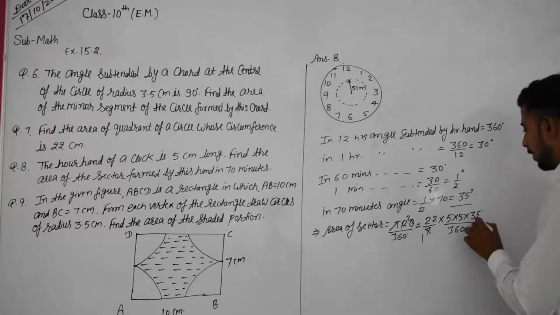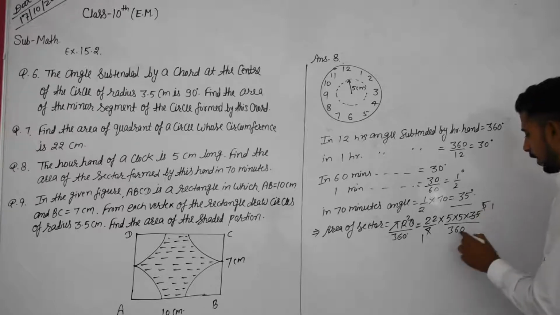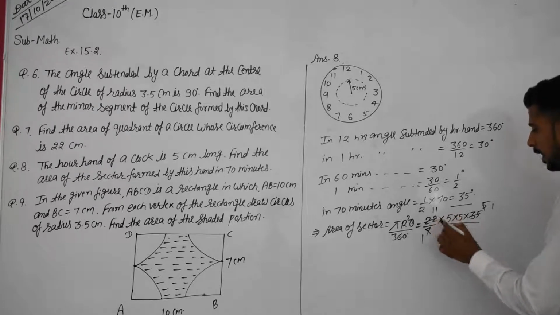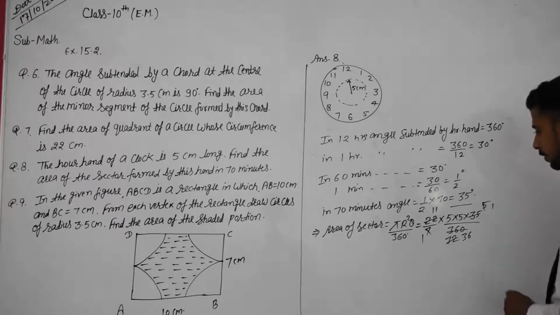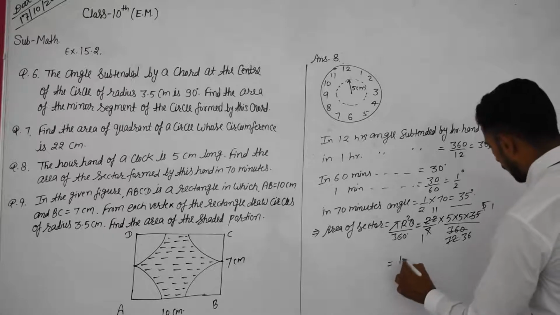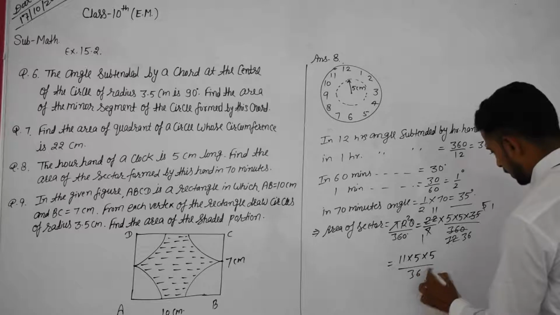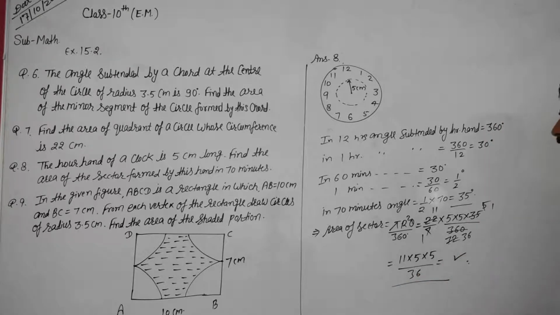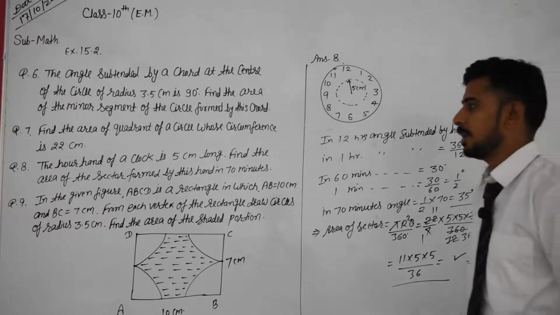Now cancel: 7 ones are 7, 7 fives are 35. Again 5 ones are 5, 5 sevens are 35, 5 twos are 10. Now 11 twos are 22, 36 twos are 72. The value is equal to 11 into 5 into 5 upon 36. After calculation, you can find the value, which is the area of the sector. You can solve it.